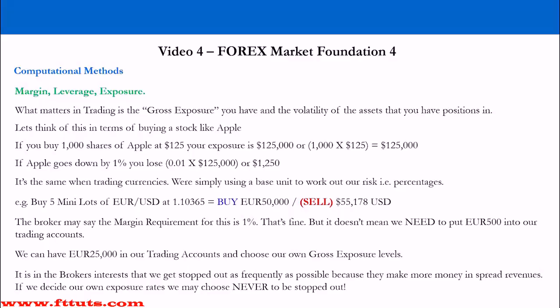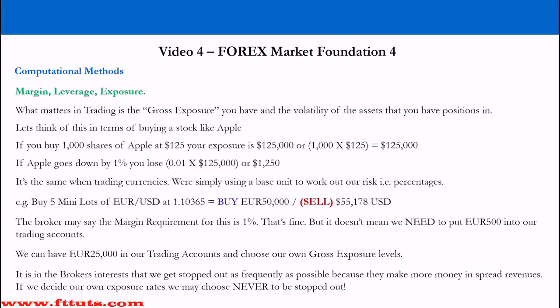When we looked at the previous slide and the margin requirement rate being lower than the volatility of the asset, we never want to be in that position because it means we can easily get stopped out. So the trick here is actually to choose your own exposure levels and do the opposite of what the broker wants you to do. Doing that will put you in a far stronger position because you'll be able to take positions knowing with full confidence that you will never ever be stopped out.